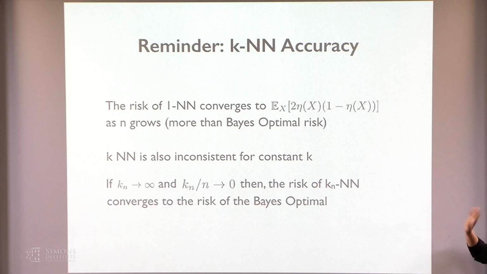And we showed that k nearest neighbor is also inconsistent for constant k. However, if k grew with n, so if k went to infinity as n went to infinity, and k over n went to 0 at the same time, then your predictor became more and more local, and the risk of k nearest neighbor would converge to the risk of the Bayes optimal. So we showed that when k grows in a certain manner, then things are actually not that bad. Okay, so this was something we talked about yesterday.